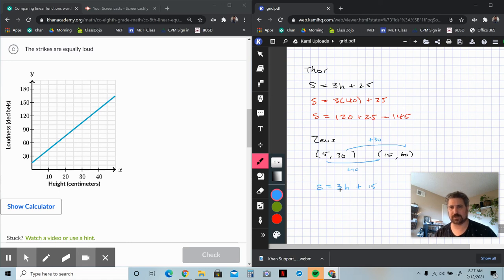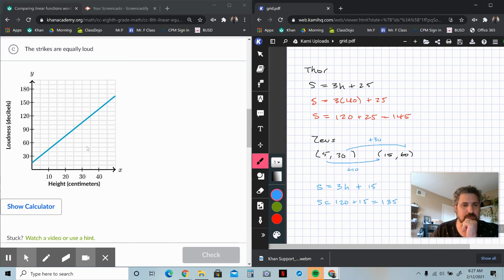So in Zeus's equation, the rate is the same, right? They're at the same multiplier, 3 times height. So what you're really talking about here is 120 plus 15, which is only 135. So it looks like Zeus is going to lose this battle to Thor.